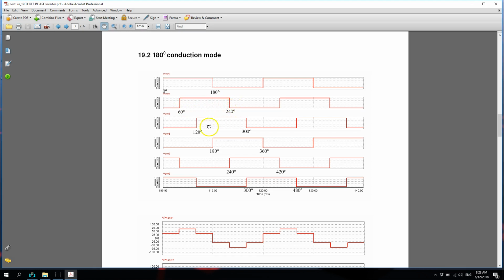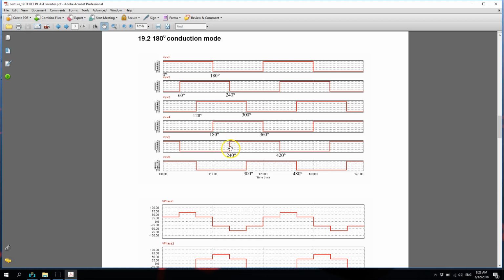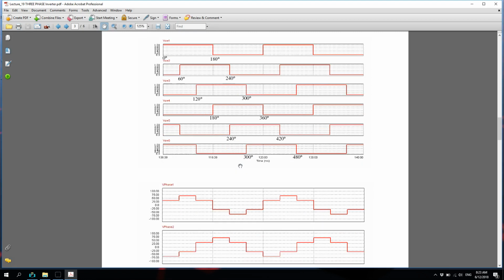Okay, and then we have 120 degrees for switch 3, 180 degrees for switch 4, 240 degrees for switch 5, and finally 300 degrees for switch 6.